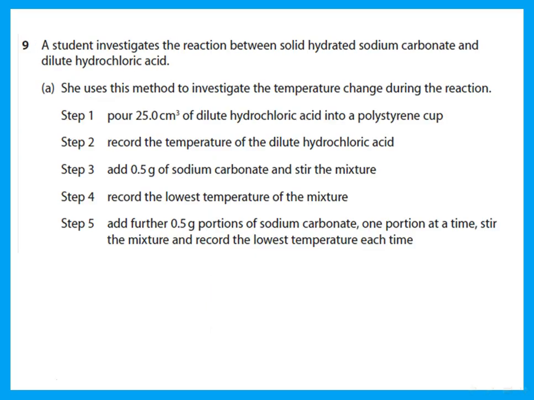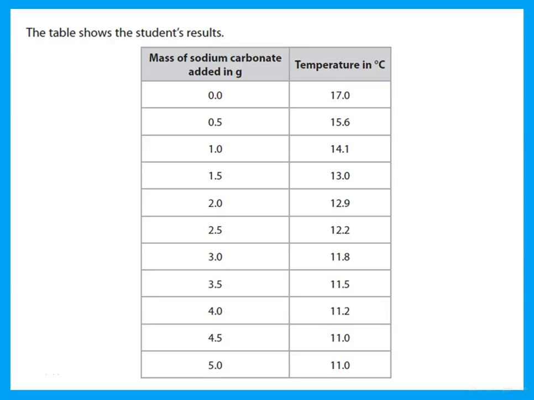A student investigates the reaction between solid hydrated sodium carbonate and dilute hydrochloric acid. She uses this method to investigate the temperature change during the reaction. Pour 25 cm³ of dilute hydrochloric acid into a polystyrene cup, record the temperature, add 0.5 grams of sodium carbonate, stir, record the lowest temperature. Add further 0.5 gram portions of sodium carbonate, stir the mixture, and record the lowest temperature.